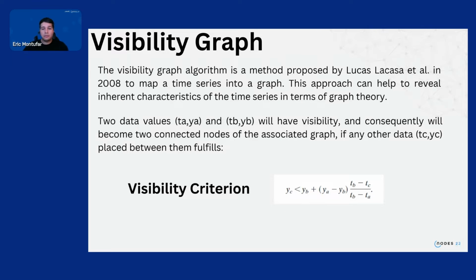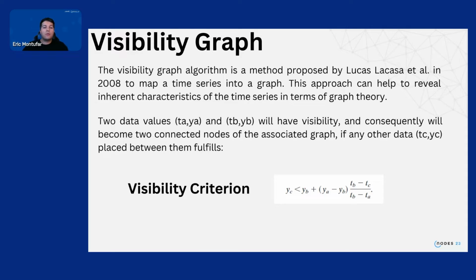So there are results proving that random time series lead to completely random graphs, periodic time series result in periodic graphs, and time series coming from complex systems with fractal properties result in scale-free networks. So that's really interesting, and that's why this method turned out to be so popular.